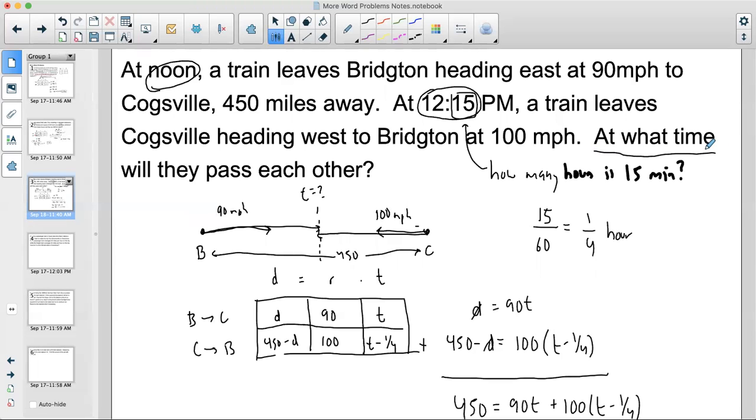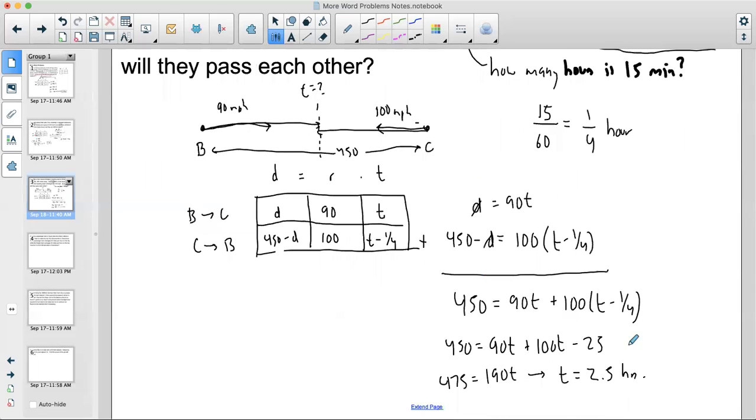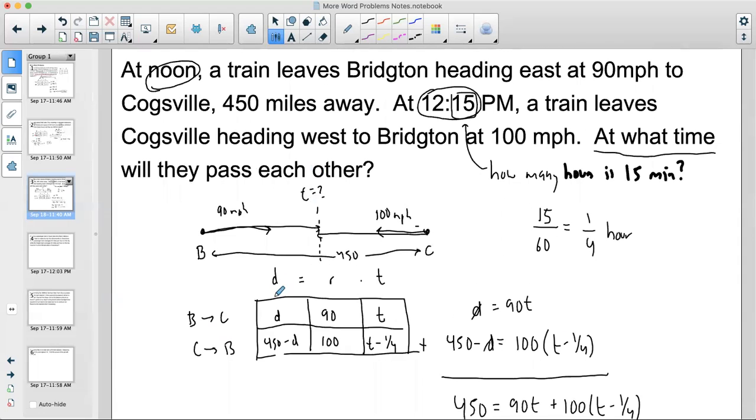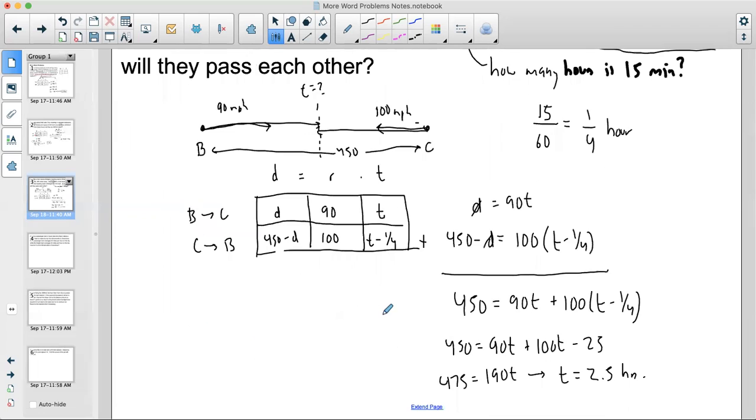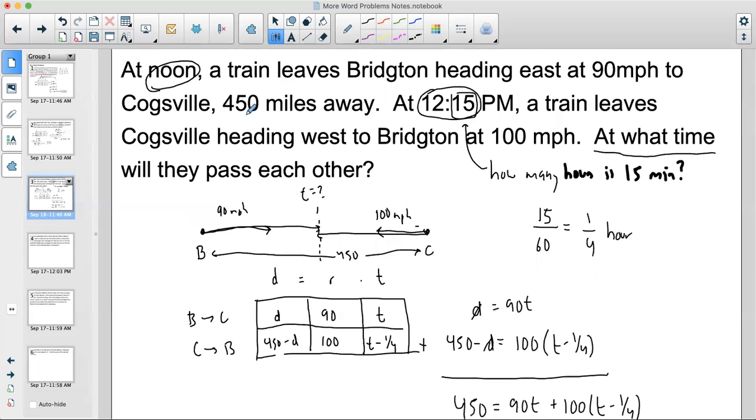It doesn't say how long after they leave. It says at what time. So let's remember the T, which is what I solved for, is the amount of time that the Bridgeton to Cogsville train traveled for. So since it's 2.5 hours, it means that this train, the Bridgeton to Cogsville train, traveled for 2.5 hours. And that train left at noon.